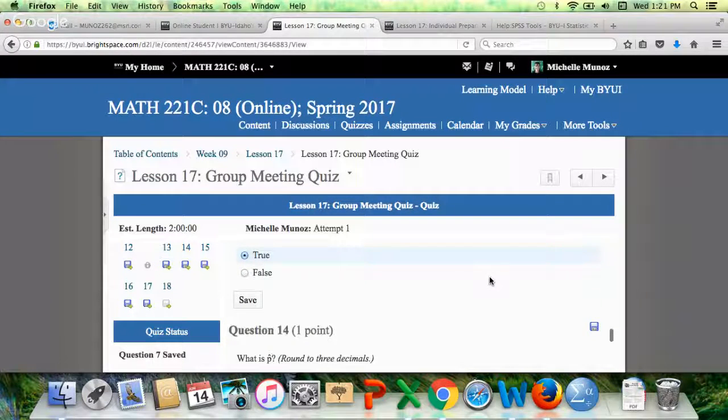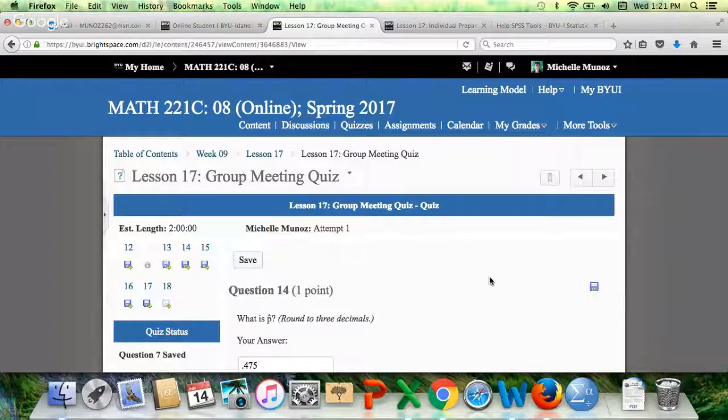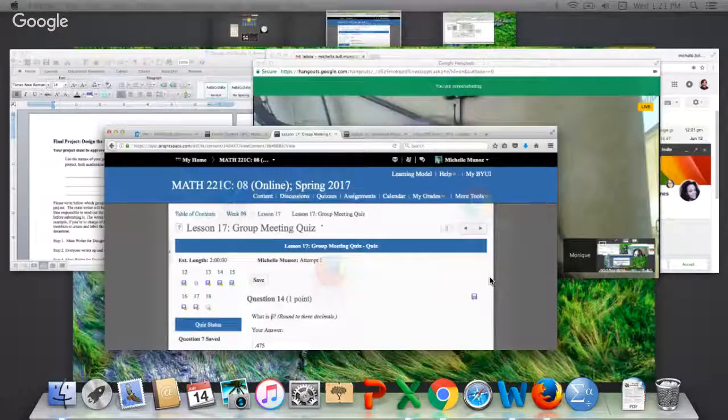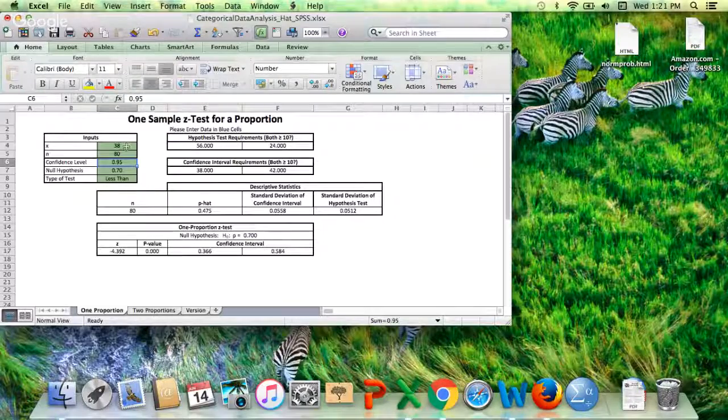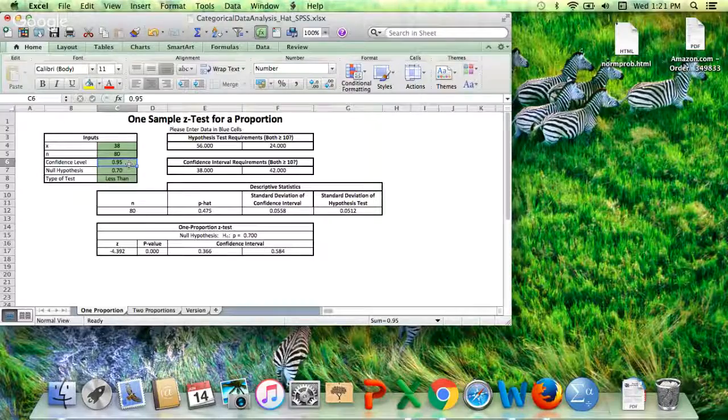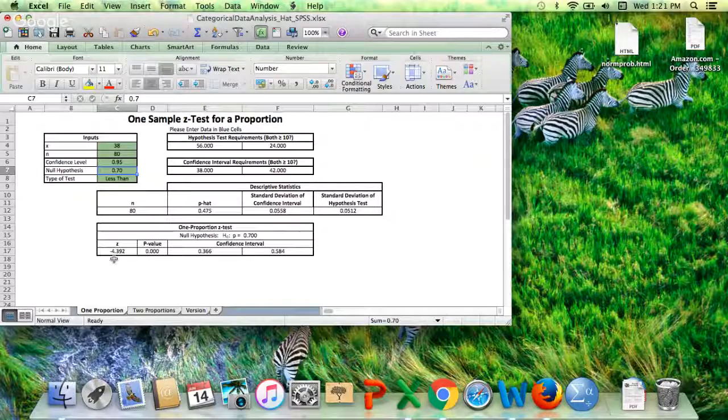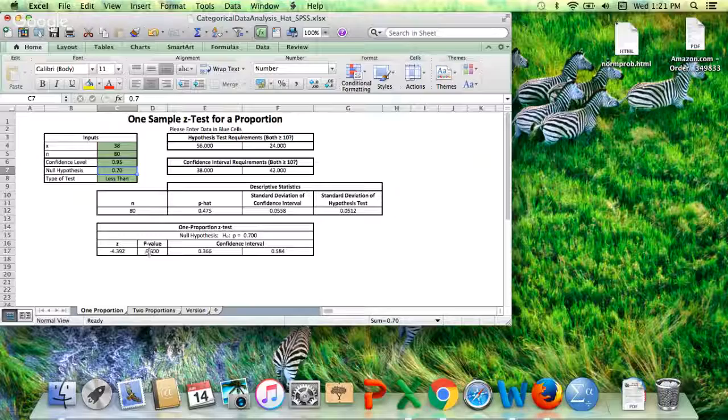Right here. 38 is our X. N is 80. We want the 95 percentile. Yes. So then it says Z is negative 4.392. But the p-value, do you double click on that or anything? You can't double click on it, can you? No.